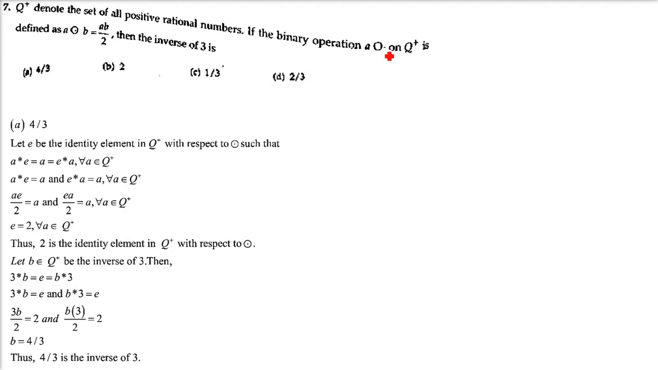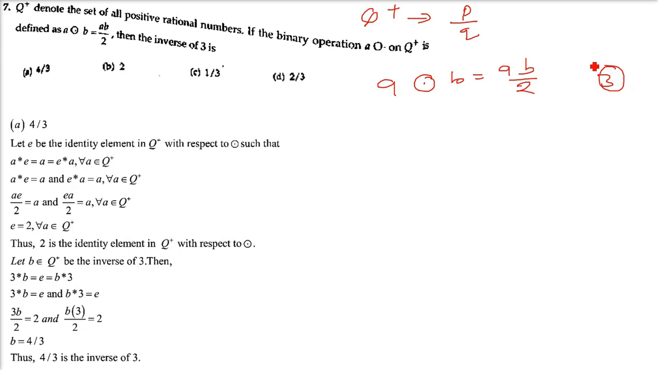Now the seventh one. Q plus denotes the set of all positive rational numbers, so there will be no negative p by q form. If the binary operation, which is defined on Q plus, is A operation B equals AB by 2, we have to find the inverse of 3.